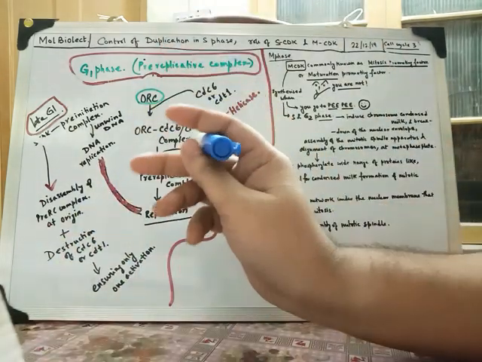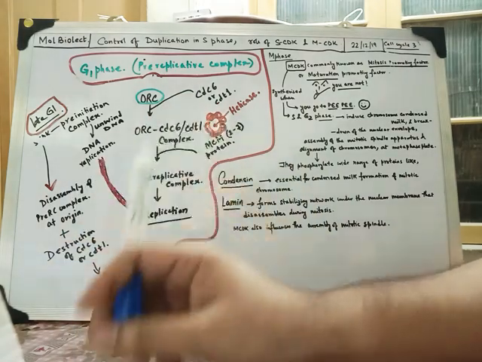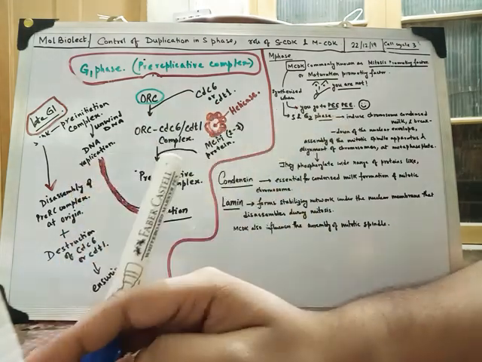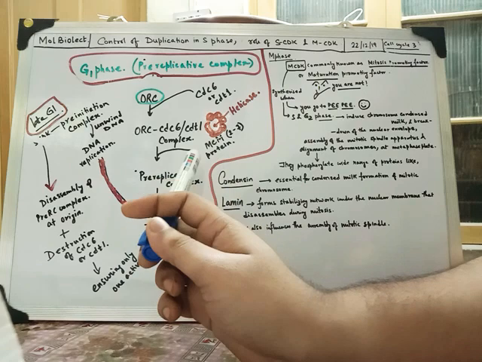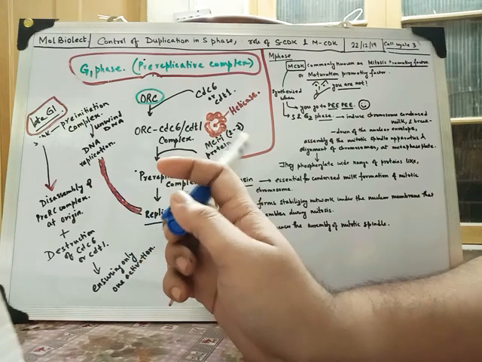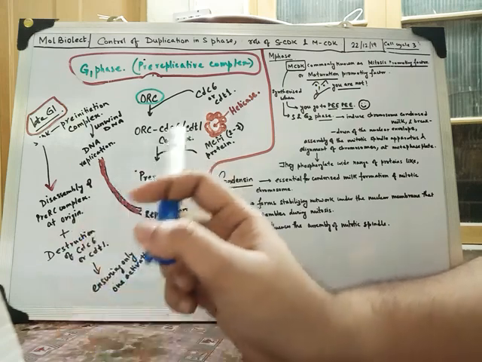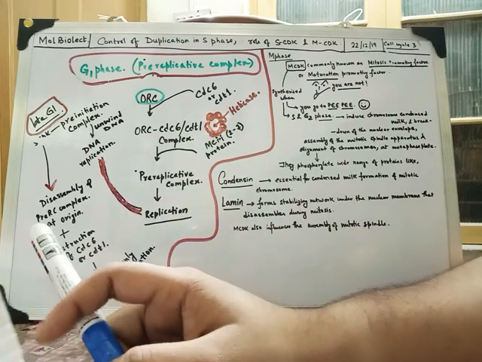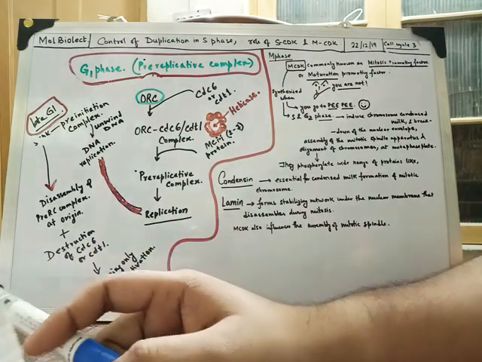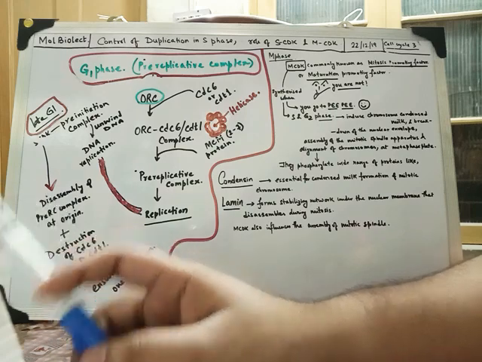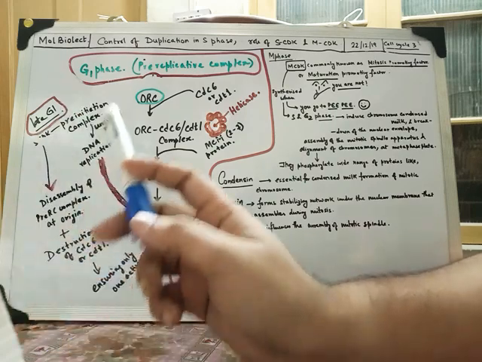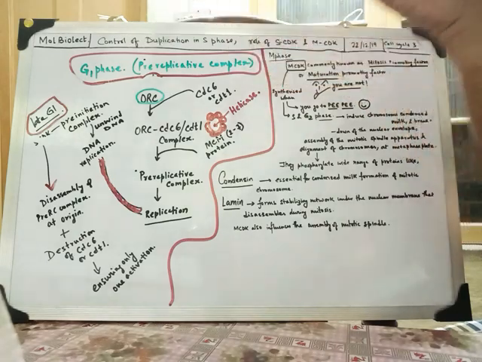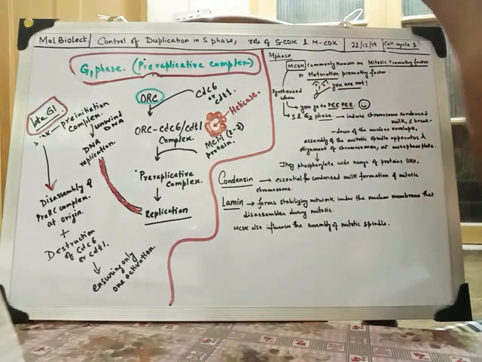mistake. So this MCM protein, that's MCM2-7, is a hexameric protein. That hexameric protein actually is a helicase. So this along with ORC forms a pre-replicative complex, which will now help in the replication. Now this happens in the G1 phase, the early G1 phase I mean.